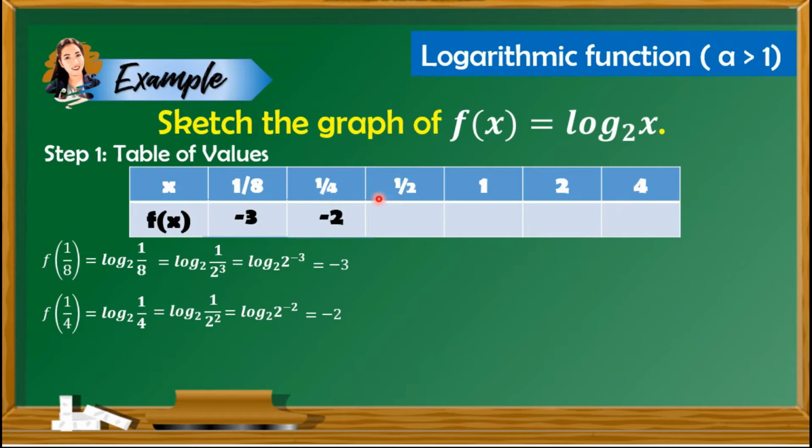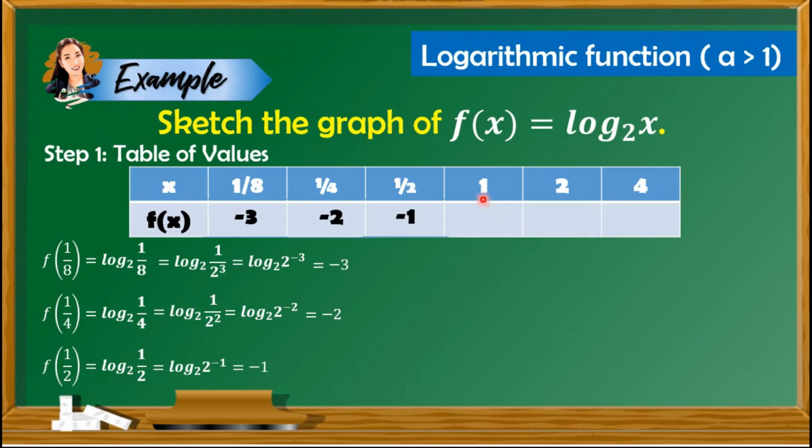Next is 1/2. So we have this. Next is to remove the fraction, so this becomes 2 raised to -1. And since the base is equal to the value of x, the answer is the exponent, which is -1.